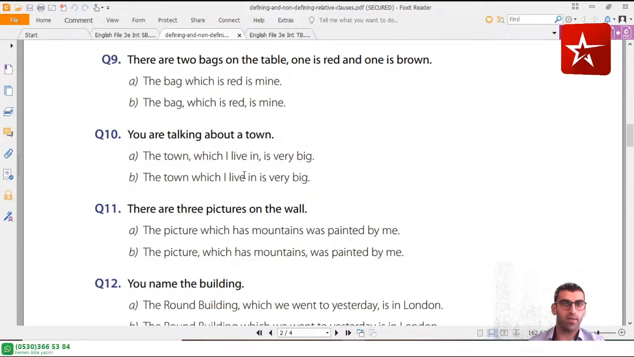Question number 11, there are 3 pictures on the wall. The picture which has mountains was painted by me. 11, A or B?